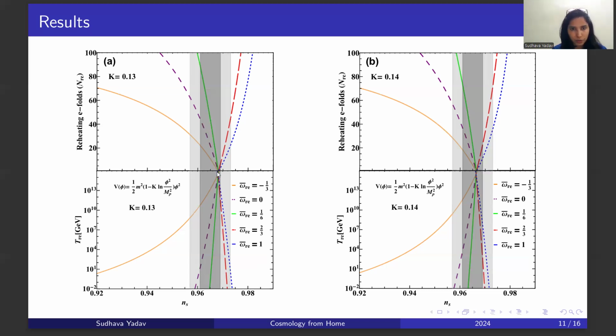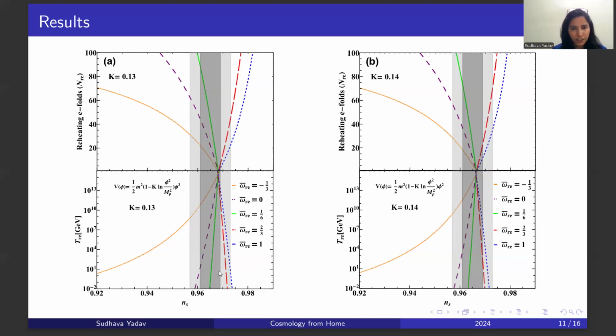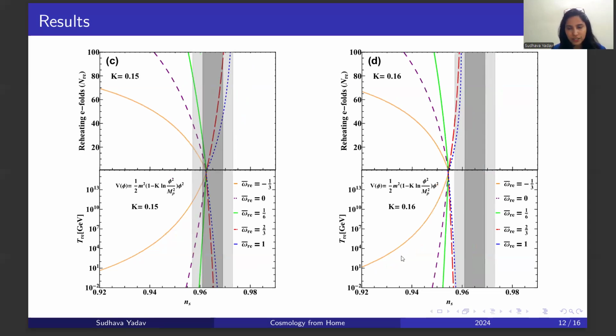From these plots, we can see that for the values k equal to 0.13, 0.14, and 0.15, these curves are well within the compatible range for accepting negative values of omega RE. But for k equal to 0.16, we can clearly see incompatibility with data for all values of the effective equation of state. Irrespective of any value of omega RE taken, these curves are completely outside the compatible range. So we have to restrict ourselves to values of k less than 0.16.